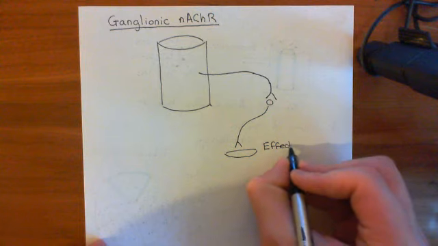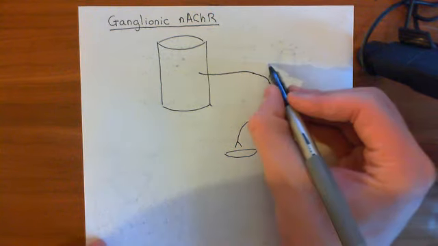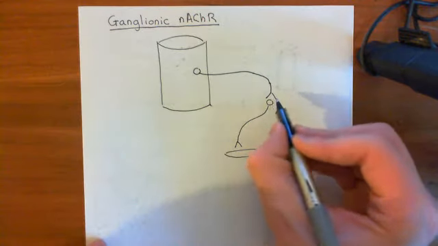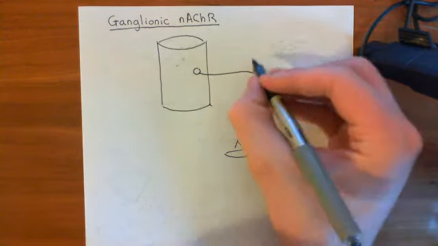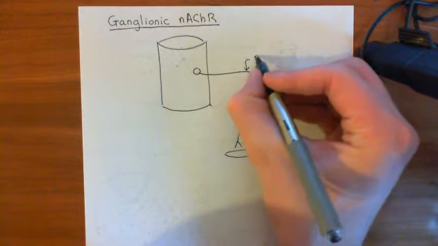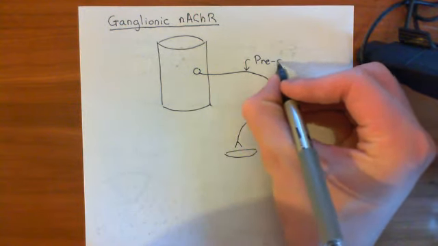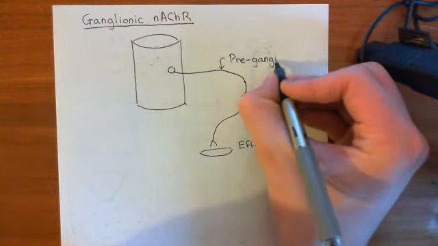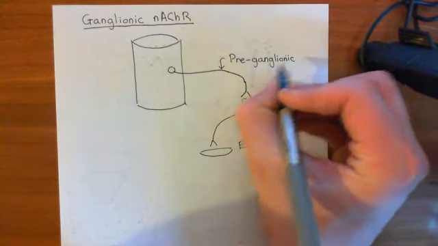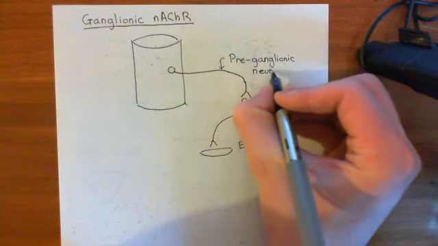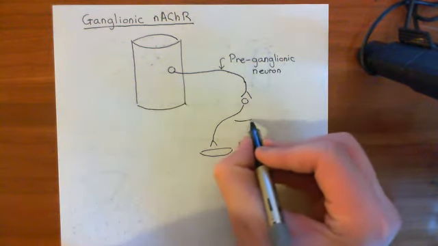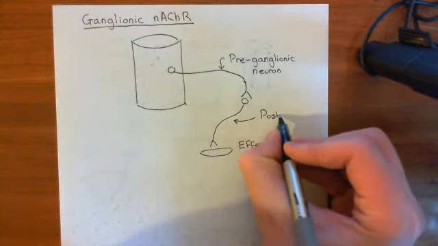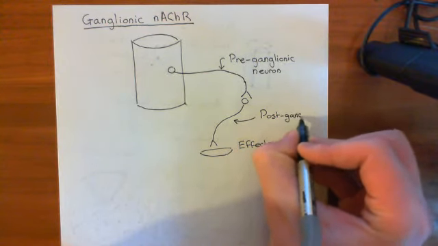Okay, right. This first neuron that has its cell body in the spinal cord and then synapses onto a second neuron is known as the pre-ganglionic neuron. Let me bring this over a little bit. And the second neuron in this pathway, which synapses onto the effector here, is known as the post-ganglionic neuron. Okay, right.